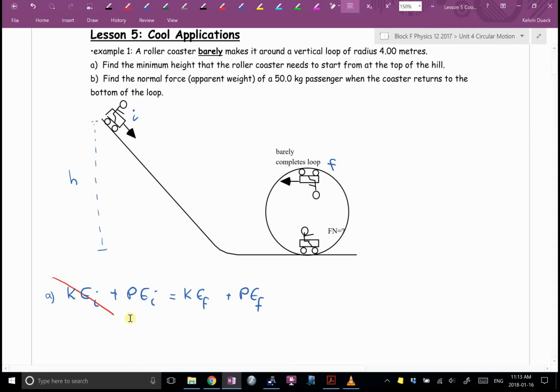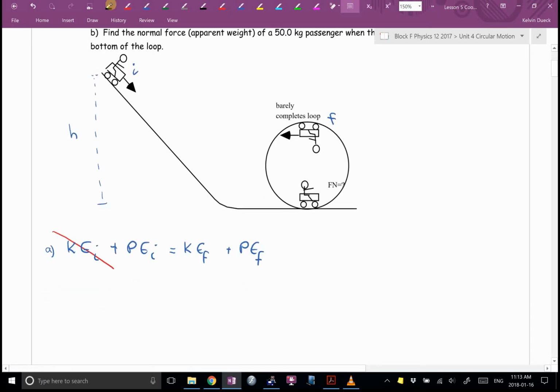What was the equation for gravitational potential energy? Do you remember? mgh. So this is going to be mgh initial equals, what was the equation for kinetic energy? So it's going to be half mv final squared and mgh final. What are we trying to find? h initial.